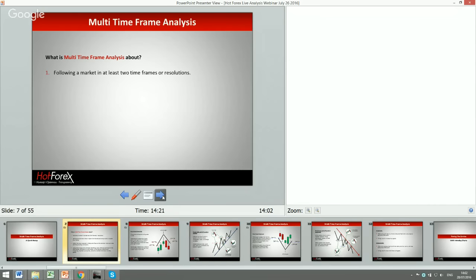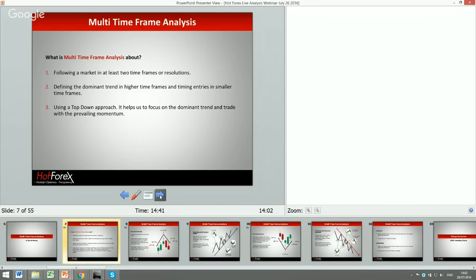Multi-time frame analysis means looking at multiple time frames, at least two, possibly three. Some people call them resolutions as well as time frames. We're looking at the dominant, higher time frame and looking for entries on the lower time frame. Sounds quite straightforward, and it is. If you can follow the rules, it's very straightforward. It's very much a top-down approach. It helps you to focus on the dominant trend, trade with the prevailing momentum, because that's what it's all about. It's all about momentum. Why fight something? I was born in a small village in the north of England, on the coast, and the tide came in and went out every single day, and there were some big waves and little waves.